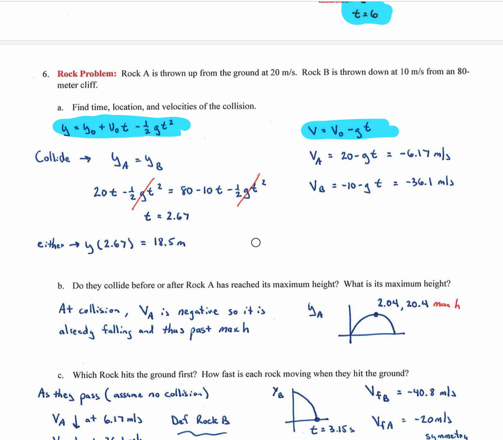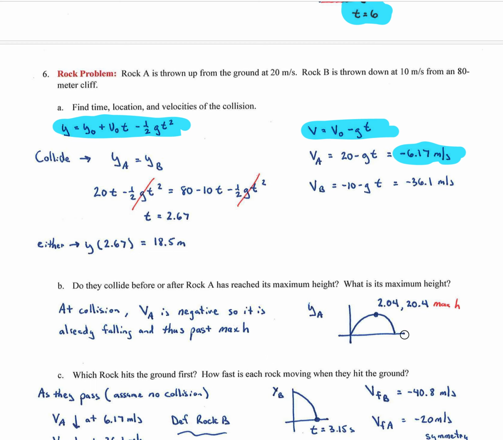Do they collide before or after rock A has reached max height? Again, rock A is going to go up and then come down, and the question is, when does rock B hit it? And if you think about it, at the collision, the velocity of A is negative, right? We already decided that here. That must mean that rock A is already on its way down. So yeah, the collision is after it's reached max height.